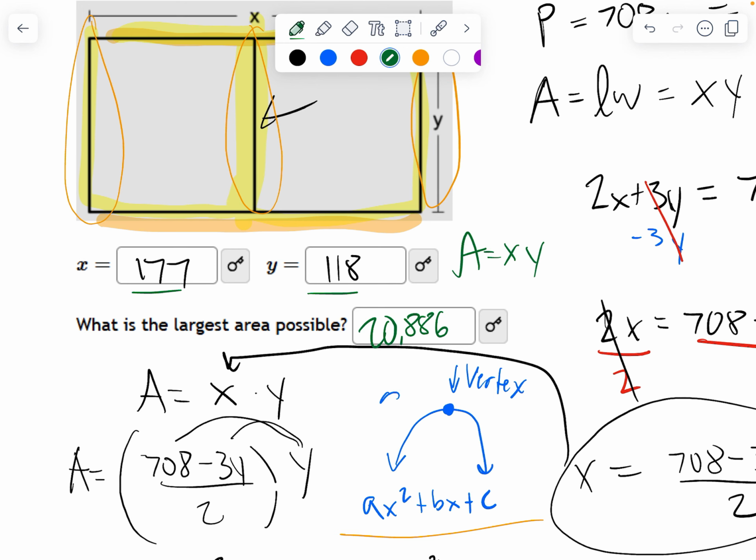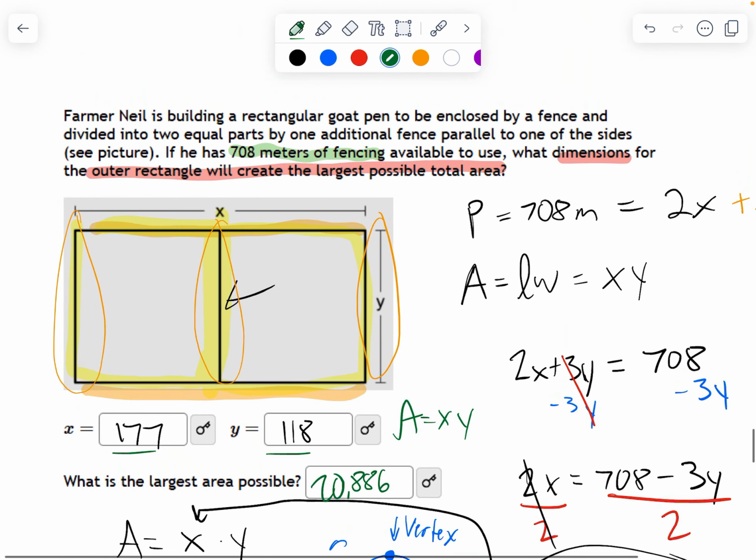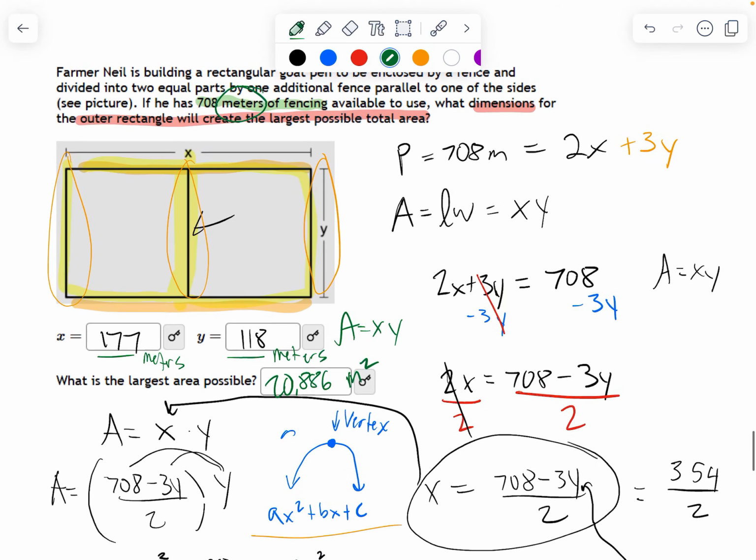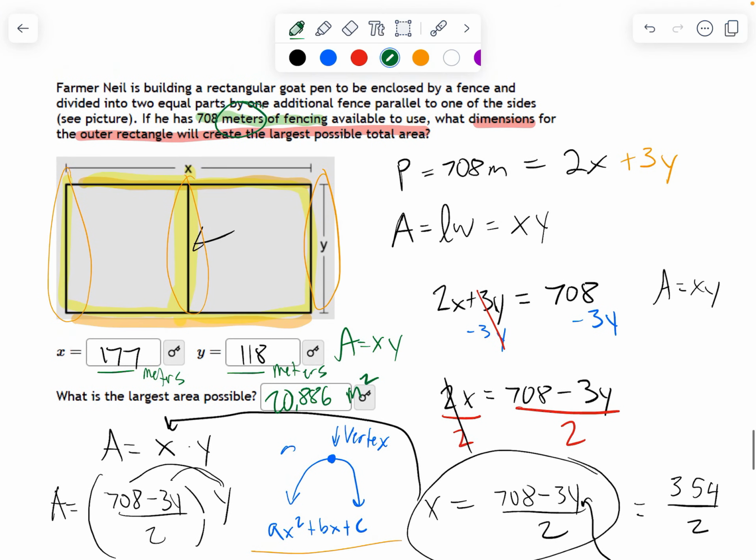20,886. Right? And if we wanted to put any kind of units on this, it's all in meters, so technically that's meters, right? And this is meters squared. Right? So there we go. That's as crazy as that needs to get, but that is how you do it.